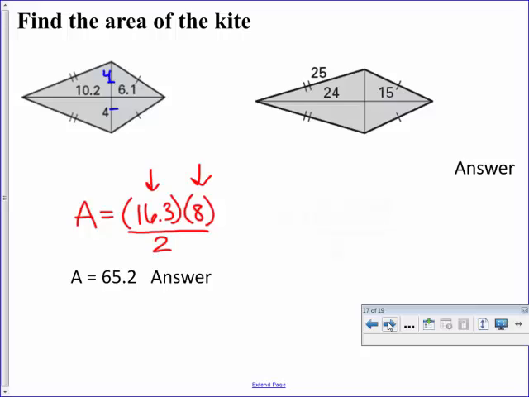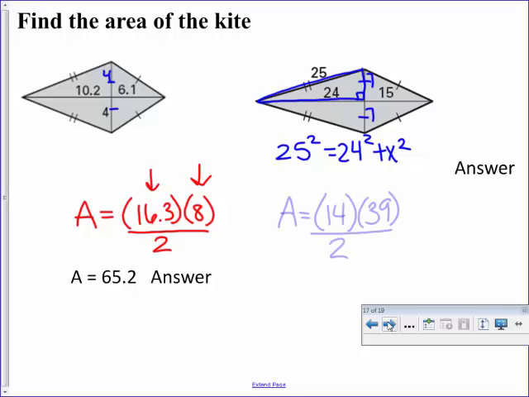Now, this second kite, we don't have the length of this diagonal, but I just traced out that right triangle, and we can do Pythagorean theorem, 25 squared equals 24 squared plus x squared. Once you do your calculations, you should get the side length to be 7. Okay, so sometimes you will use Pythagorean theorem for a kite. So now plugging it into the formula, 7 plus 7 is 14, 24 plus 15 is 39, 14 times 39 divided by 2 gives you the area of that kite is 273.